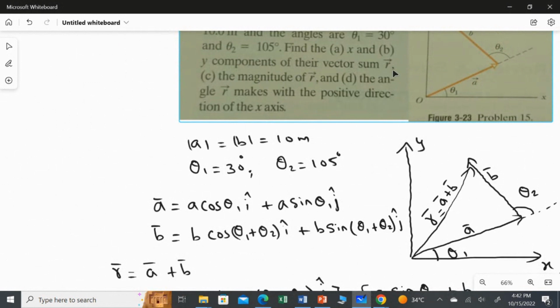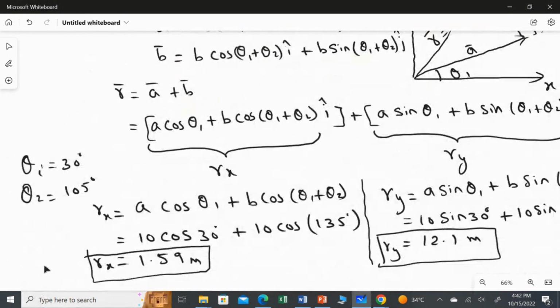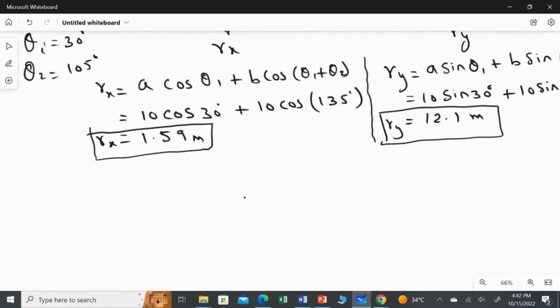Because first question is x component of r, second question is y component of r, and what is the third question? Magnitude of the r vector. What is the magnitude of r vector? The magnitude. So A part, B part, C part, magnitude. How to find the magnitude?